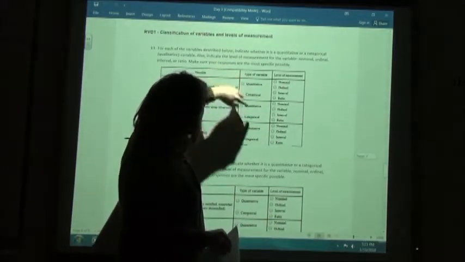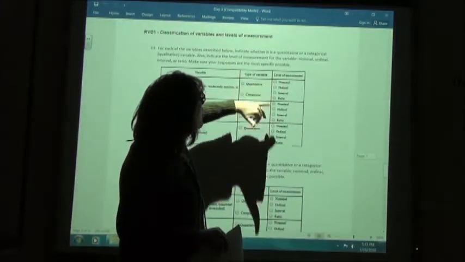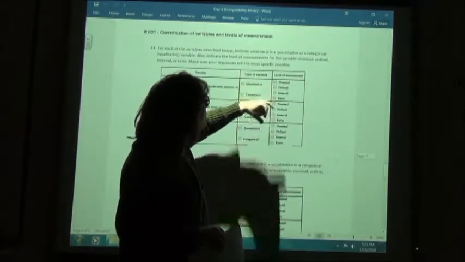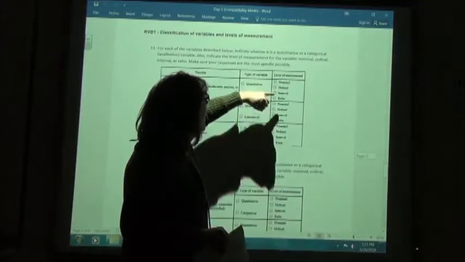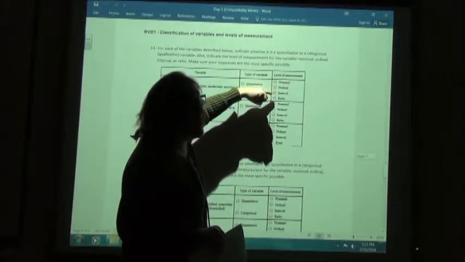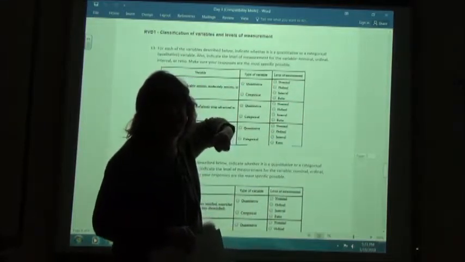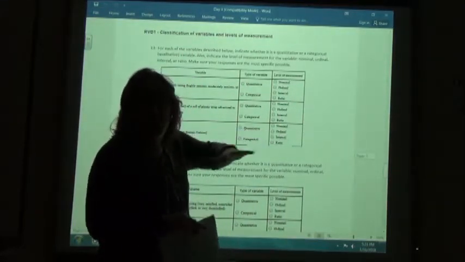If it's quantitative, it's either interval or ratio. Interval says there's no meaningful zero. Ratio says there's a meaningful zero. I like to think of interval as if I can have a negative, whereas with ratio I can't have a negative. Once I hit 0, I'm done.